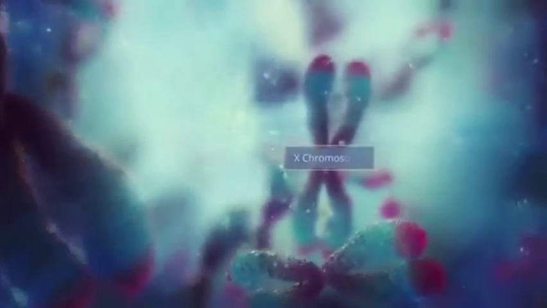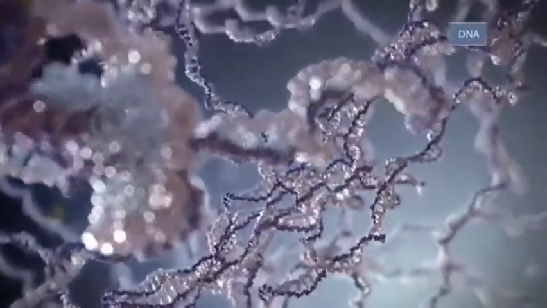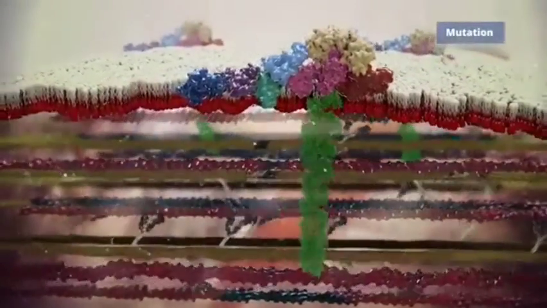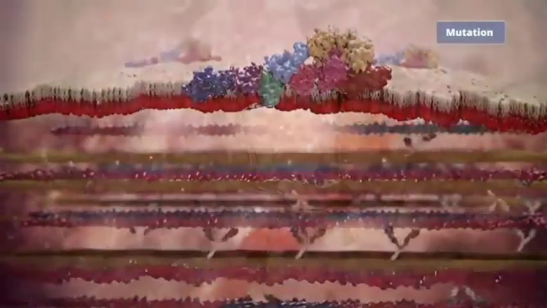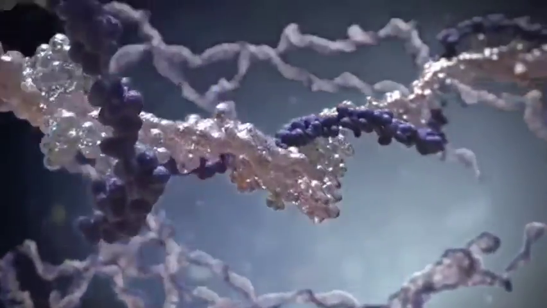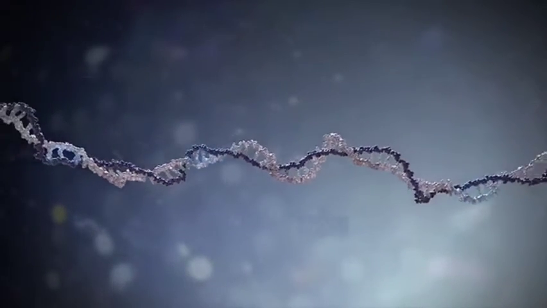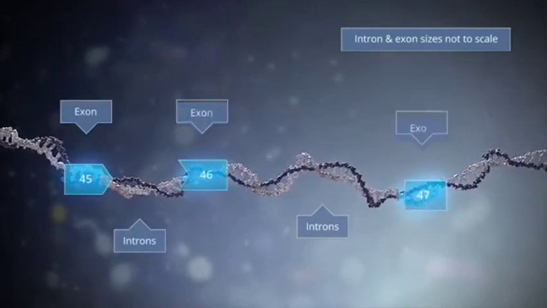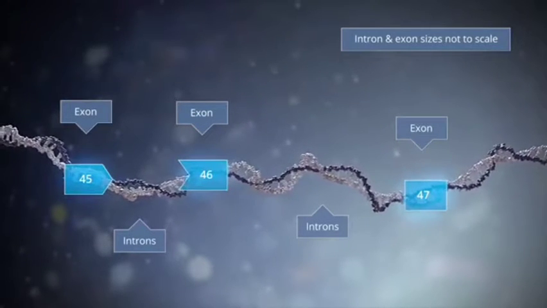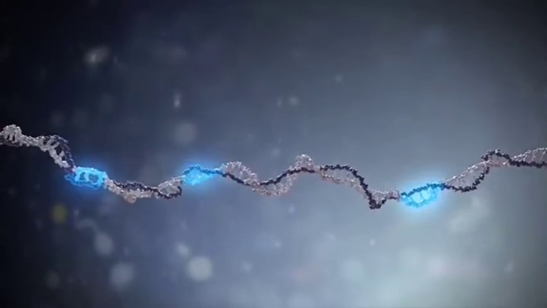DMD can be caused by a variety of mutations to the dystrophin gene, which is found on the X chromosome. Such mutations can lead to a lack of dystrophin, which results in muscle damage, degeneration, and loss. The dystrophin gene is one of the longest human genes, spanning approximately 2.5 million bases. It is comprised of 79 different protein coding segments, termed exons, which are interspersed amongst introns.